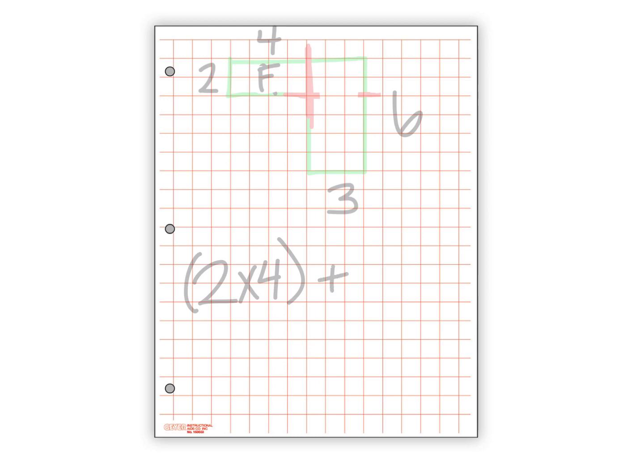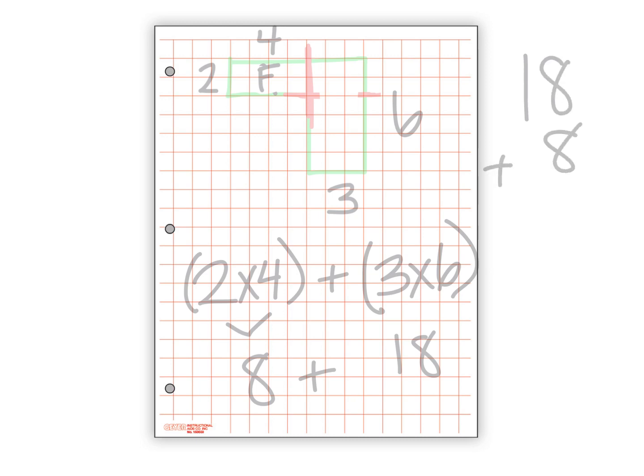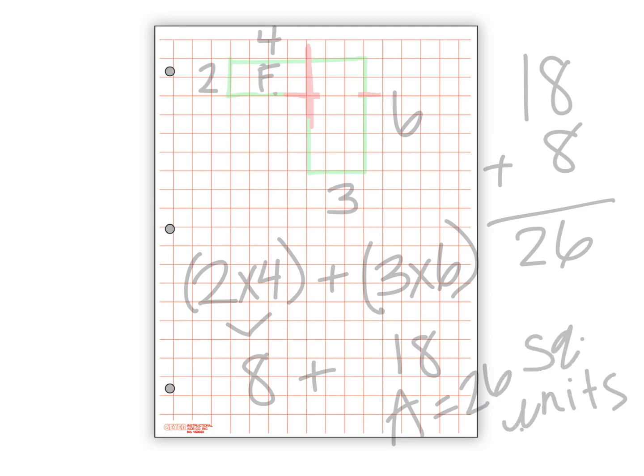Okay, plus the area of my other rectangle. So plus 3 times 6. So I have 2 times 4 equals 8, plus 3 times 6 equals 18. So then I would add 18 plus 8 to give me a total of 26. So my area for this shape would be A is equal to 26 square units.